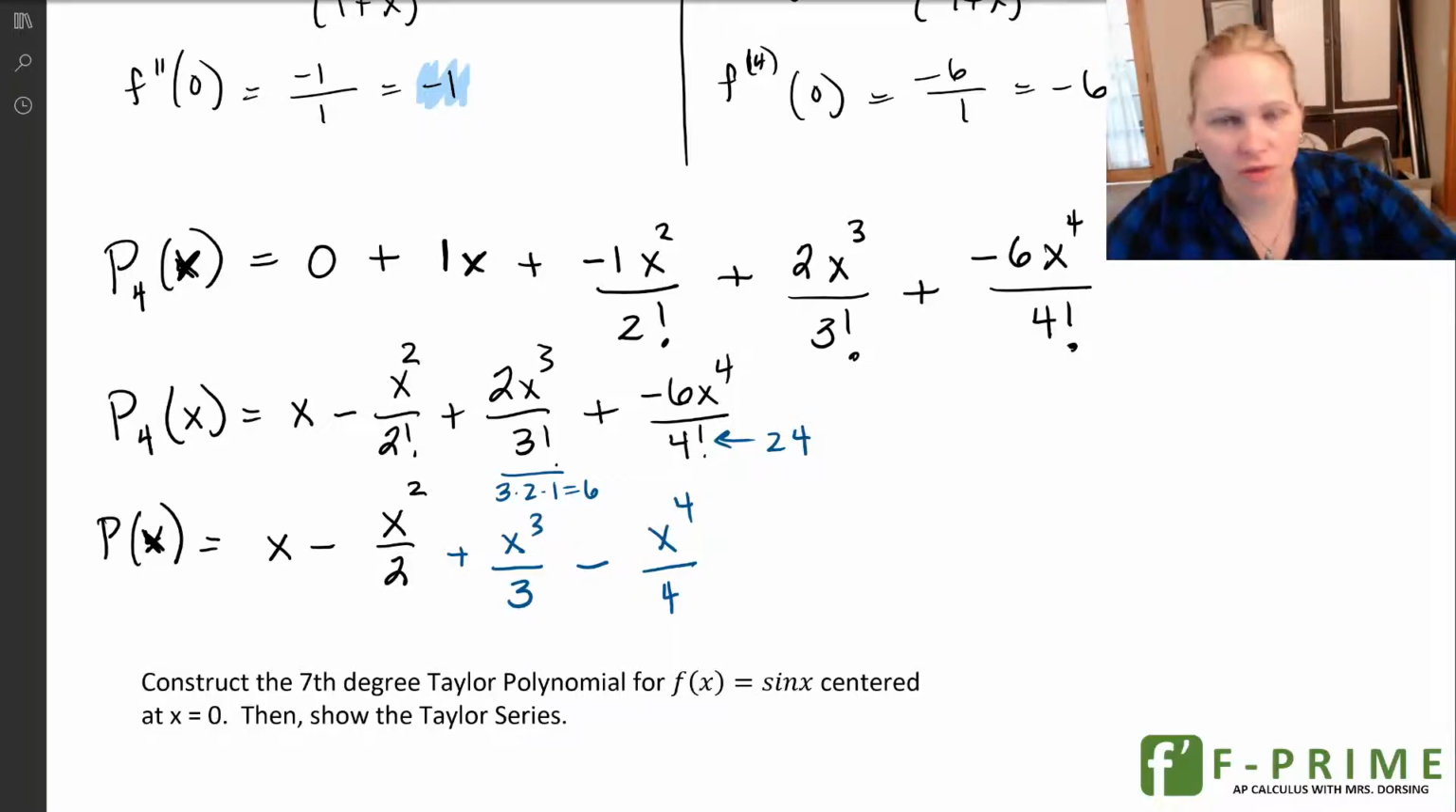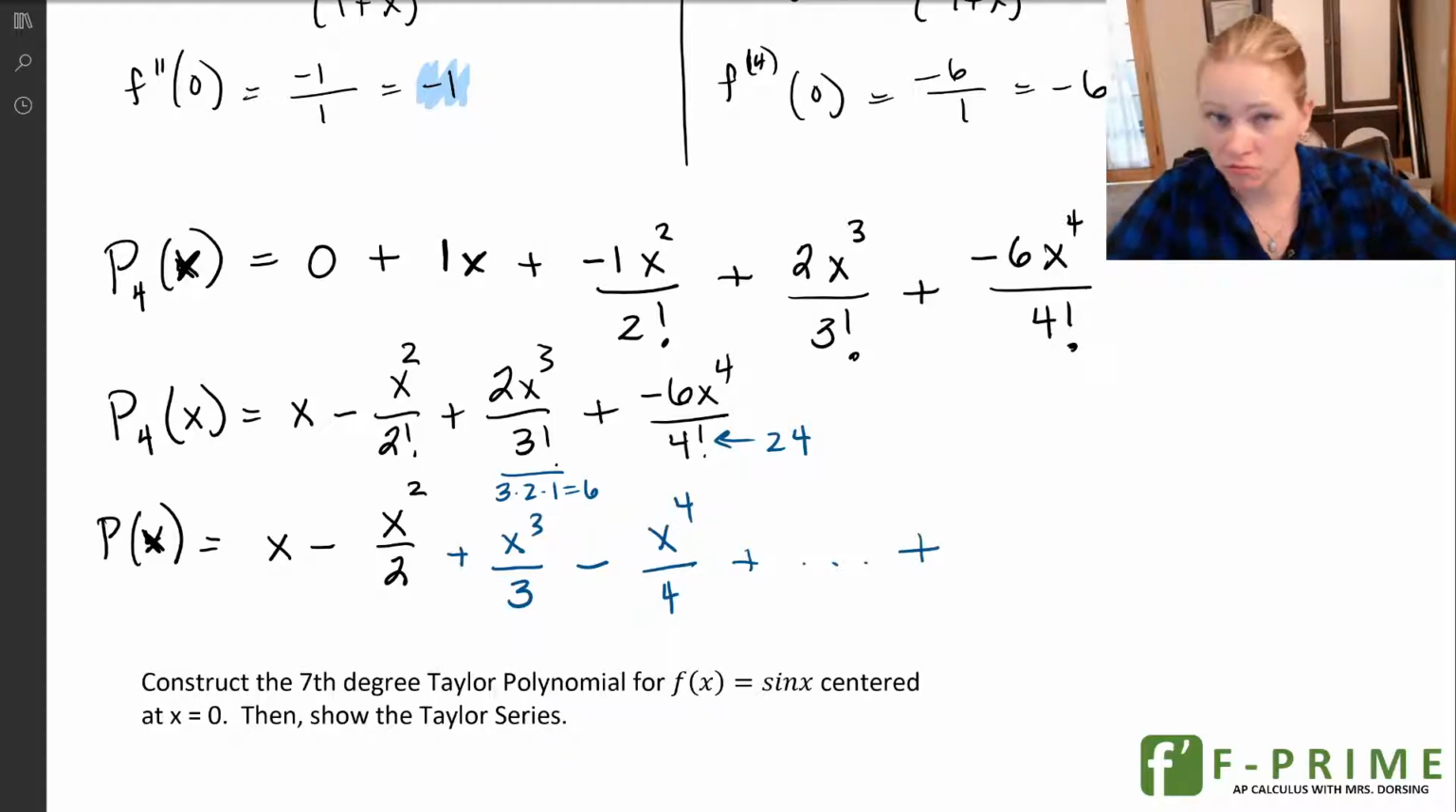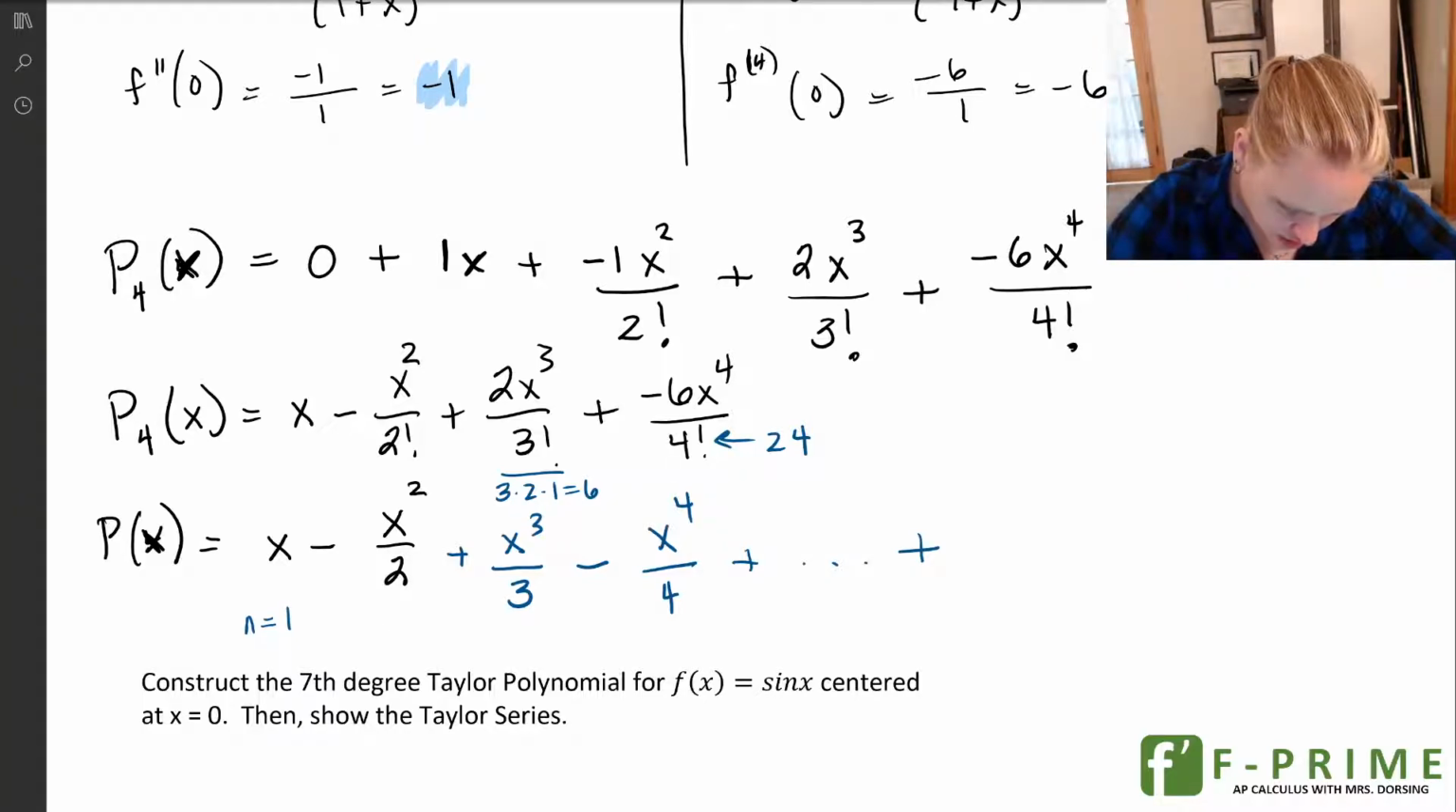Now, if I wanted to write the Taylor series, I would have to come up with the nth term, the general rule. And so I notice here, if this is n equals 1, because we kind of cut out n equals 0, this is n equals 2, n equals 3, n equals 4.